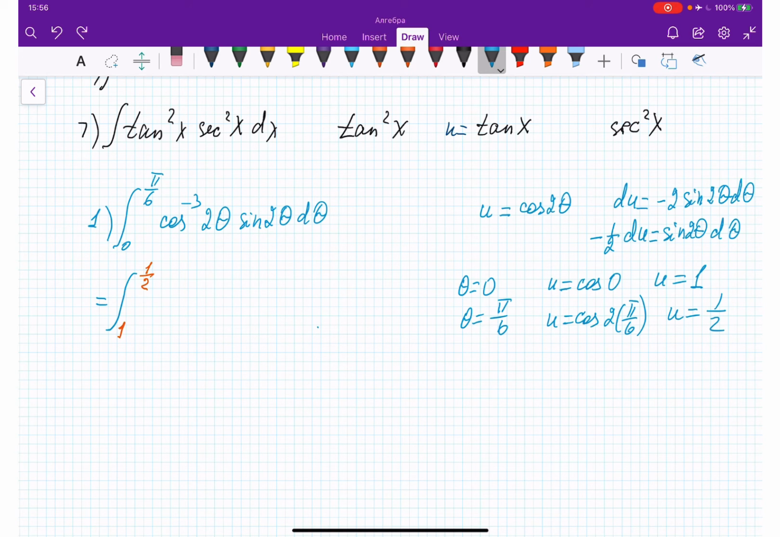And it's going to be equal to cosine to the power negative 3. We are going to have u to the power negative 3, right? And times negative 1/2 du, and this is going to be equal to the integral. Negative 1/2 comes out, and here we are getting from 1 to 1/2, u to the negative 3 du.